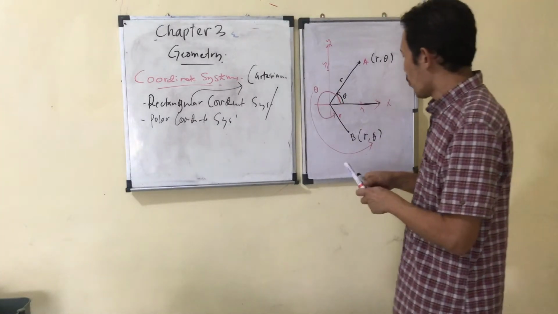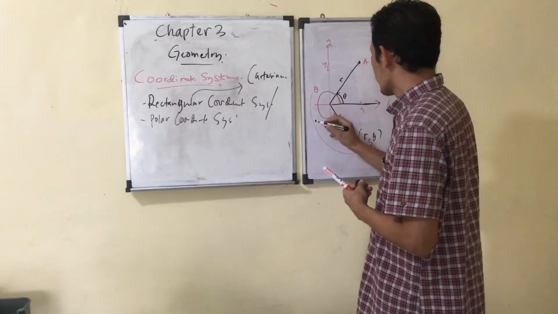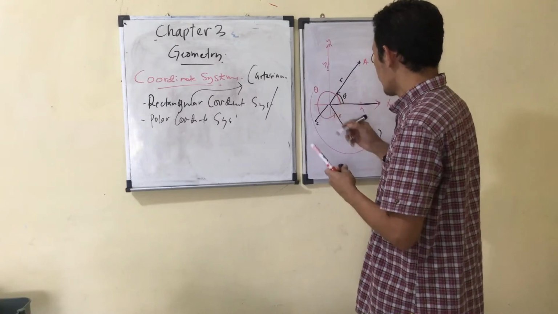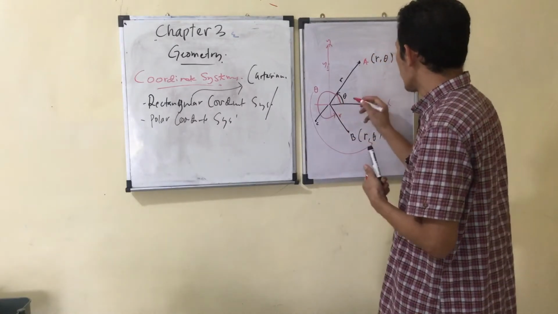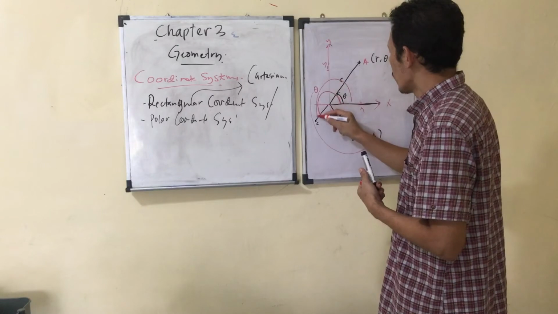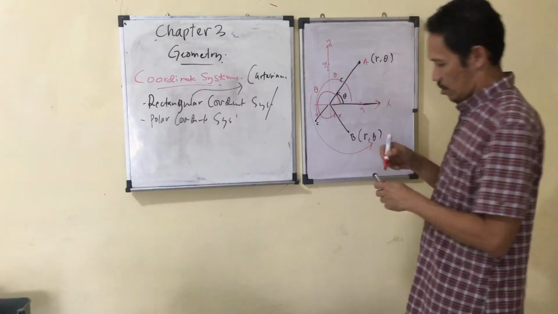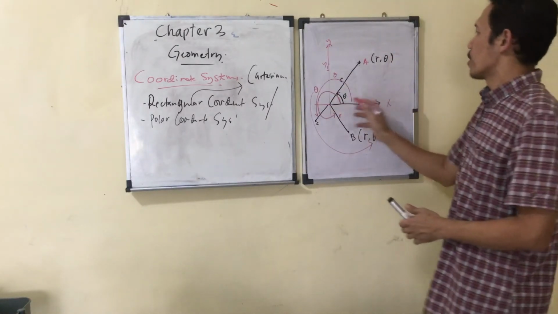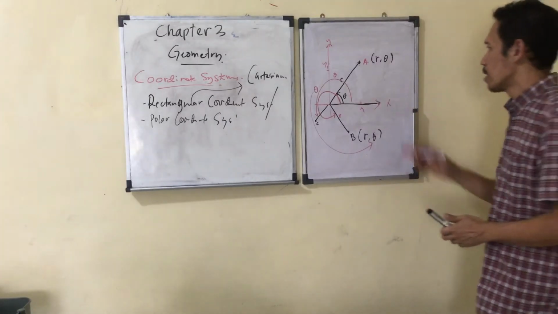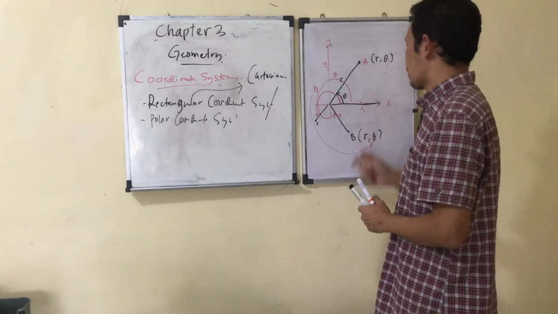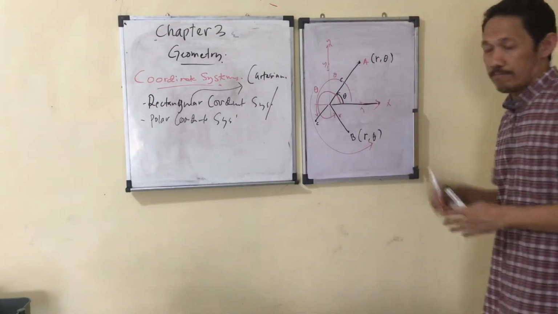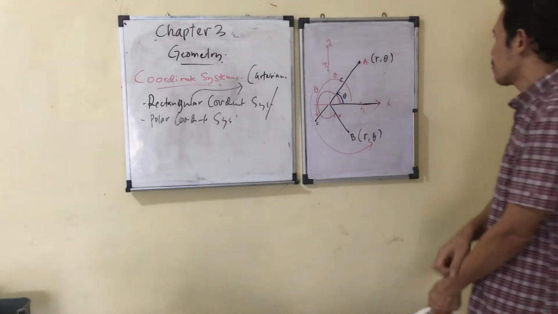If we have a point C there, your theta will start from here all the way to here, and that will be your value of theta. So you have to have a certain reference point so that you can get the reference for this. And how do you find r? How can you find the r value?